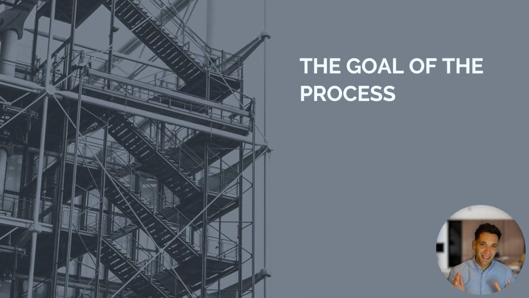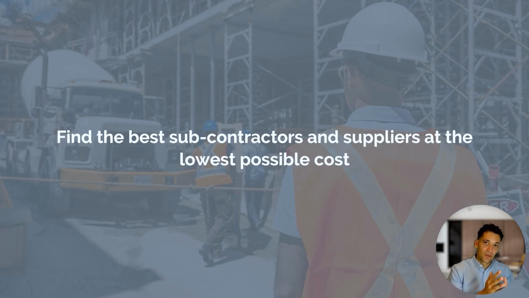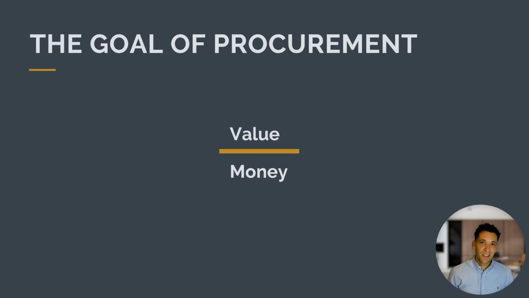So let's start by simply stating the goal of the procurement process. All we want to achieve through the procurement process is to find the best subcontractors and suppliers at the lowest possible cost. So we can express the goal of procurement as a simple ratio. We've got value on the top line and money on the bottom line. What we're trying to do is to simply maximize value and minimize costs. We want to get the best possible subcontractor, so increase the value we're getting at the lowest possible cost. So minimize the amount of money we're spending. We're just trying to maximize this ratio between value and cost.